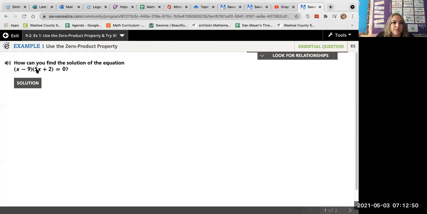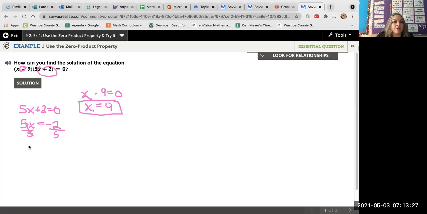So if this one equals 0, that means x minus 9 equals 0 can be solved, and we get x equals positive 9, right? Because we're going to add 9 to both sides. So this is one possible solution. Now, for 5x plus 2, we subtract 2 on both sides, and then we divide both sides by 5. So another possible solution for our x-intercepts is -2/5.